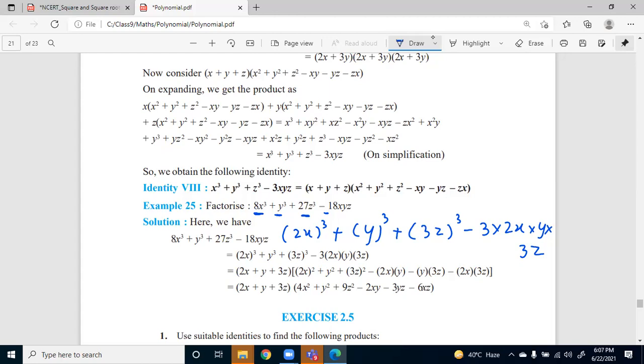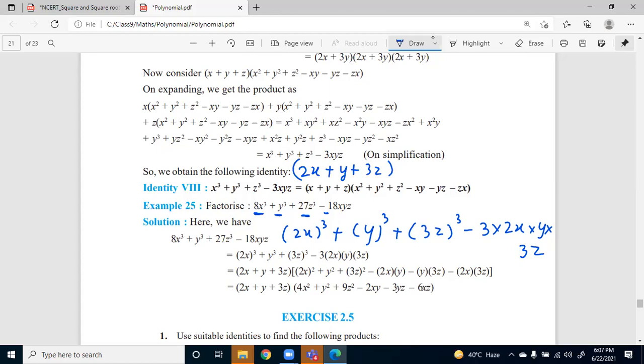And the fourth term is minus 3. What is the x part here? 2x. The y part is y only. The z part is 3z. So 3 3s are 9, 9 2s are 18. So that is making minus 18xyz. Okay ma'am. Now when we factorize this, what should come on the right hand side? You should write x plus y plus z. What is x in our case? x is 2x. What is y? It is y. And what is z? It is 3z. So you will be writing the values in the formula.